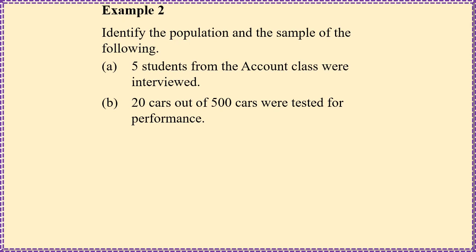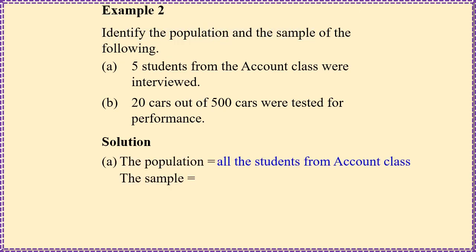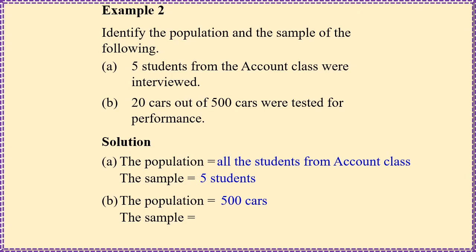Example 2. Identify the population and sample of the following. A: 5 students from the account class were interviewed. So what is the population? The population will be all the students in that account class, and the sample is just the 5 that were interviewed. And then how about B? 20 cars of 500 cars were tested for performance. So the total number of cars here is 500 cars, but for the sample, we just took 20 cars to test. So the sample will be 20 cars only.